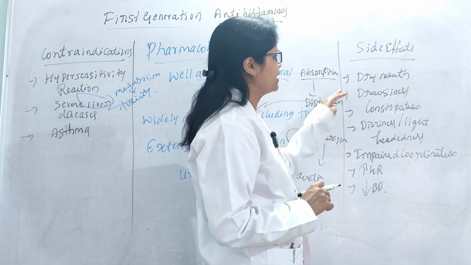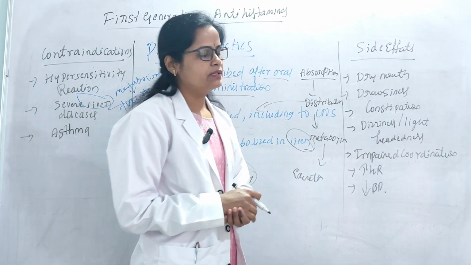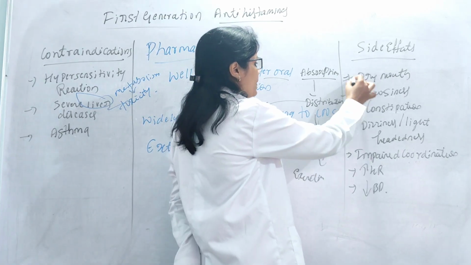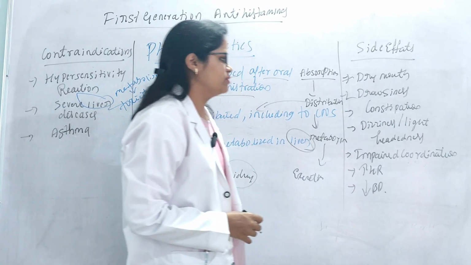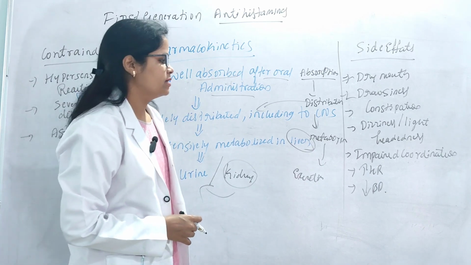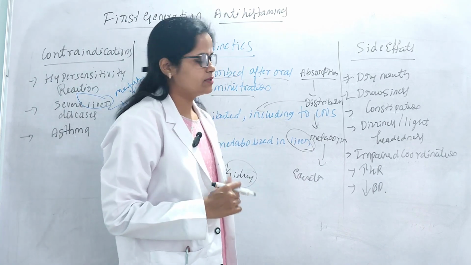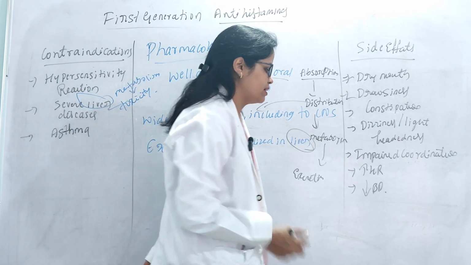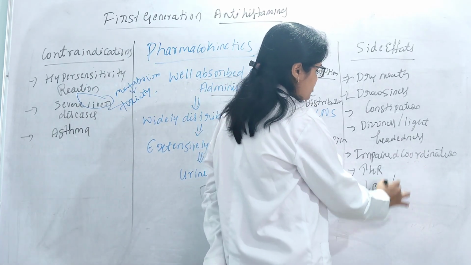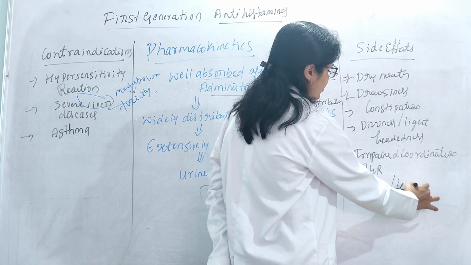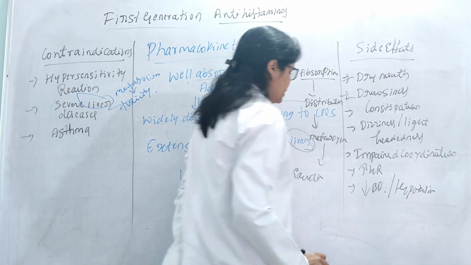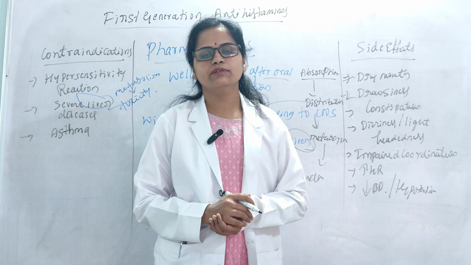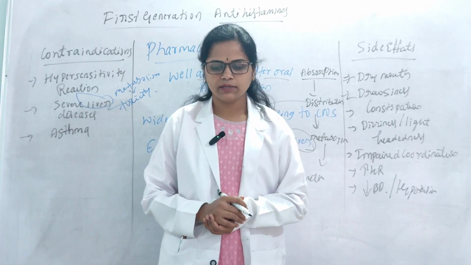And next we'll see about the side effects. After the administration, the patient may feel dry mouth, drowsiness, constipation, dizziness or lightheadedness, impaired body coordination, increased heart rate and decreased blood pressure. Sometimes the patient may go into hypotension, that is decreased blood pressure. Okay, this is the detailed explanation about the first generation antihistamines.